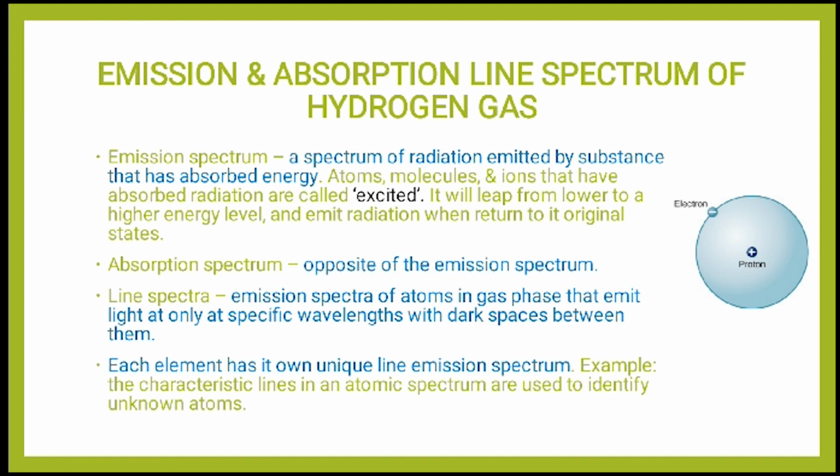Meanwhile, an absorption spectrum is just the opposite of what the emission spectrum does. A line spectrum is the emission spectrum of atoms in the gas phase that emit light at only specific wavelengths, with a dark space between them. Each element has its own unique line emission spectrum. Because of this characteristic, the lines in an atomic spectrum are used to identify an unknown atom.